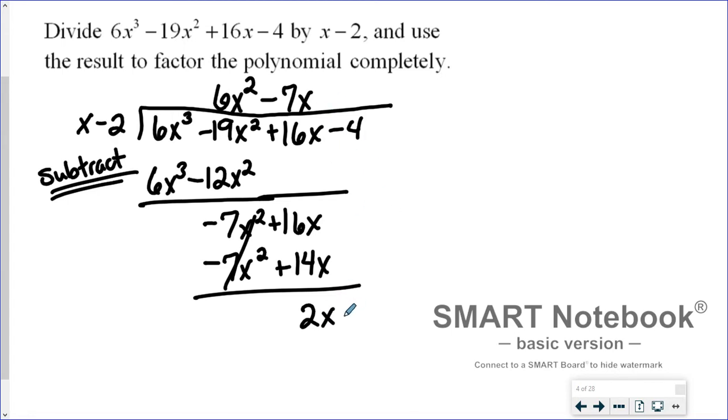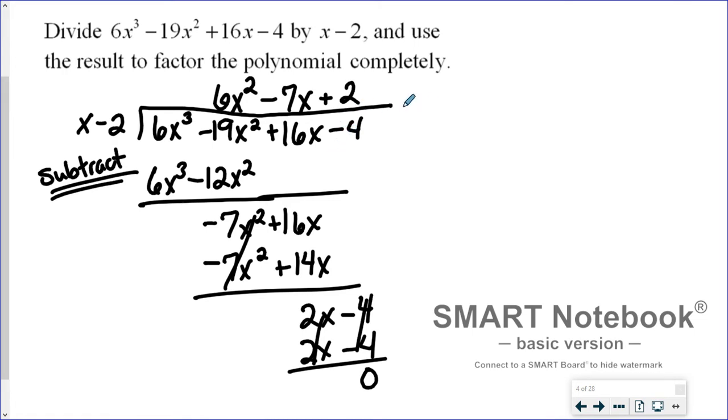I bring down my next term of minus 4. Then I start all over and do the same thing again. What do I need to multiply x by to get 2x? Well, just 2. So I put plus 2 here. Then I distribute and get 2x minus 4. This cancels, this cancels. Awesome. That means there's no remainder. That means this thing divides in perfectly.